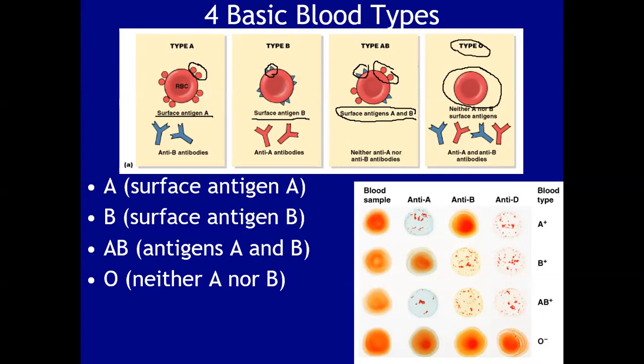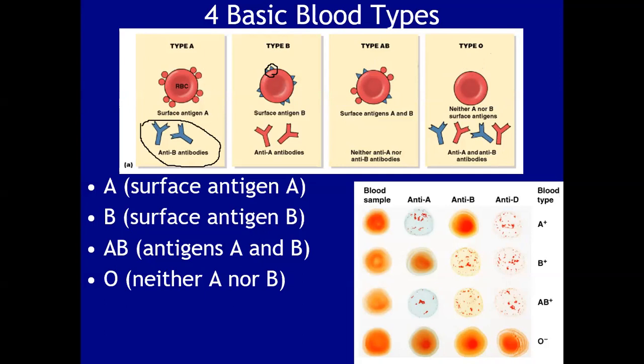Now there's another step to this that we need to talk about, okay? If you are type A, you don't make antibodies to type A blood, because then you would attack yourself. You make antibodies to type B. So these antibodies that you make are called anti-B antibodies. And notice they've got the little triangular receptor here that would bind to these very easily. They would bind to those, okay?